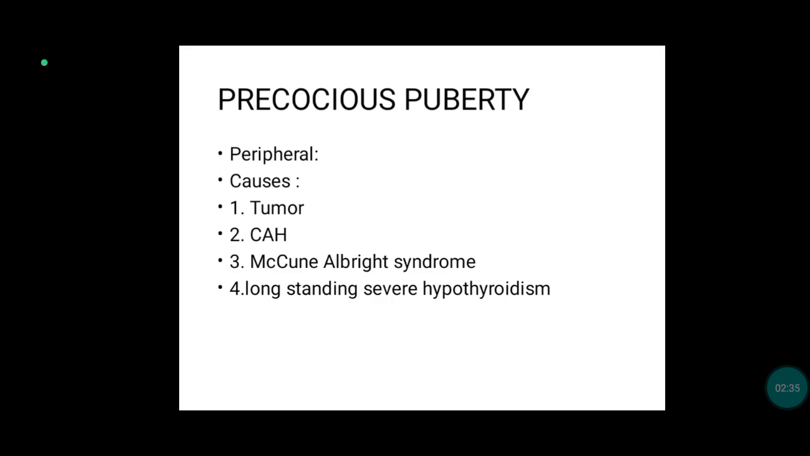Regarding peripheral precocious puberty, there is no activation of HPO axis, but the sex hormones will be present. Causes for peripheral precocious puberty include tumor, congenital adrenal hyperplasia, McCune-Albright syndrome, and long-standing severe hypothyroidism. These four are the main causes for peripheral precocious puberty. McCune-Albright syndrome consists of a triad, that is peripheral precocious puberty, café-au-lait spots, and polyostotic fibrous dysplasia. In long-standing severe hypothyroidism, there will be increase in TSH, which will cause increase in FSH and LH, which will stimulate the ovary.